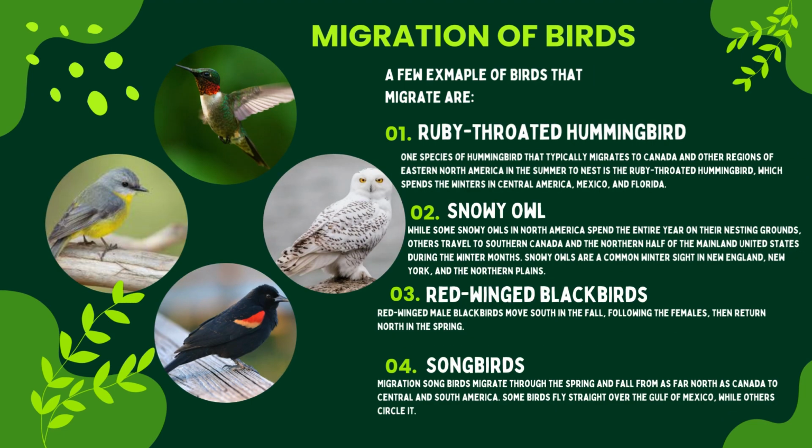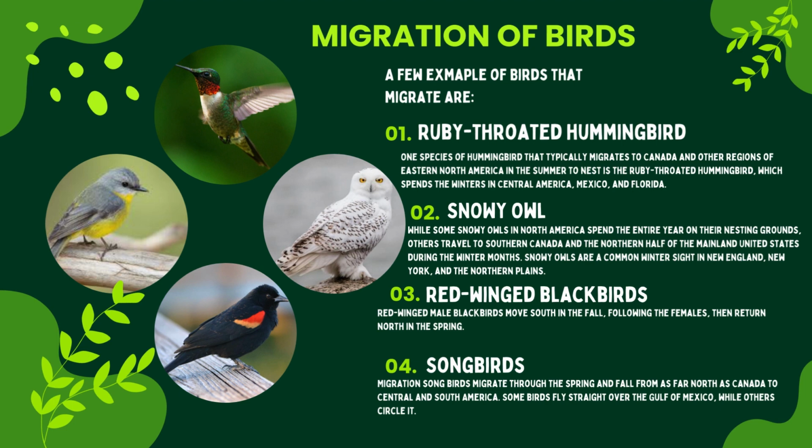Migration of birds. A few examples of birds that migrate are number one, the ruby-throated hummingbird. One species of hummingbird that typically migrates to Canada and other regions of eastern North America in the summer to nest is the ruby-throated hummingbird, which spends the winters in Central America, Mexico, and Florida.